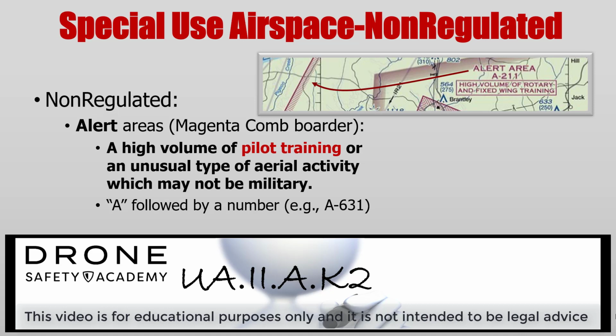Alert areas of non-regulated special use airspace have a magenta cone border. They are known for having a high volume of pilot training or unusual type of aerial activity which may not be military. They are further identified by a capital A followed by a number.